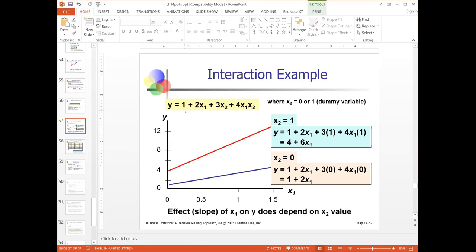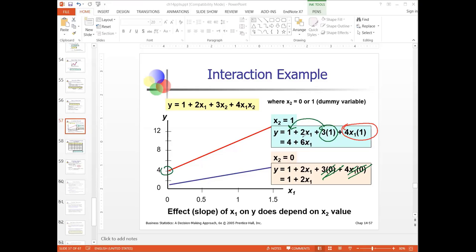Y is 1 as intercept plus 2x1 plus 3x2 plus 4x1x2. So x2 is a dummy variable which is 0 or 1. So what we'll do is we'll put the 0 first, and there will be no x2 variable, no 4x1x2. So what will happen? It will be a simple equation in a red line. So this is a simple regression line. And what is happening here? We put x2 as 1 here. So this becomes a constant, added to 1, so it becomes 4. And here this becomes 4x1.